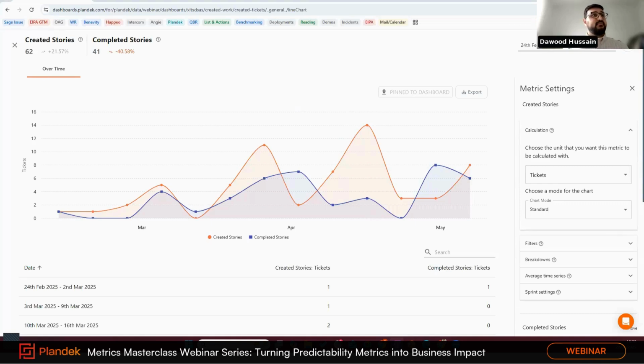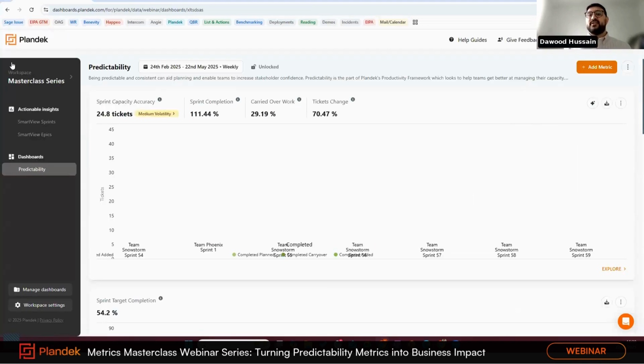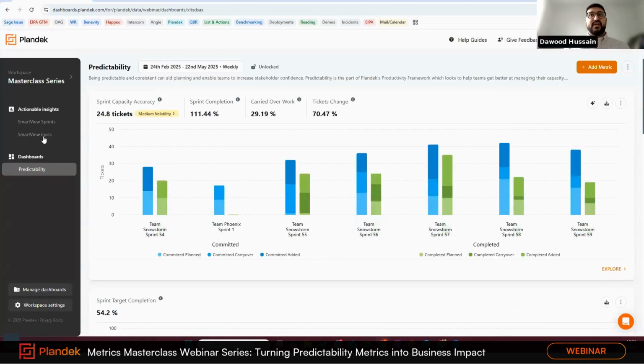So yeah, I can see here there aren't any open questions yet, so that's fine. But I did just want to quickly, as a bonus, go over a little bit of Smart View as well. So I go into Smart View now.